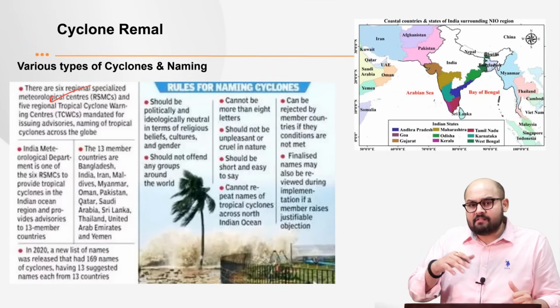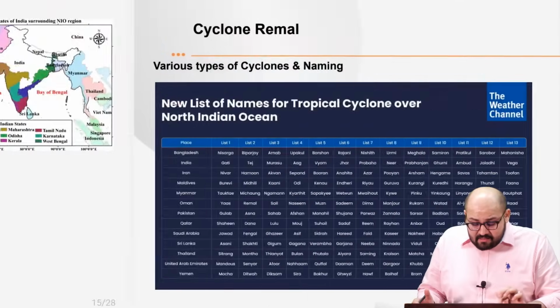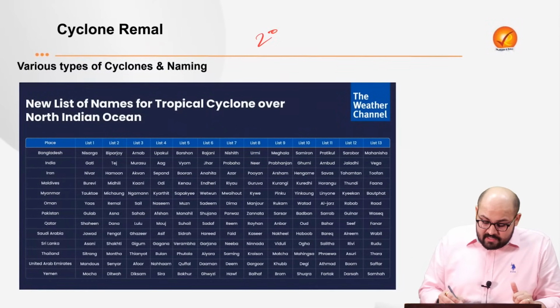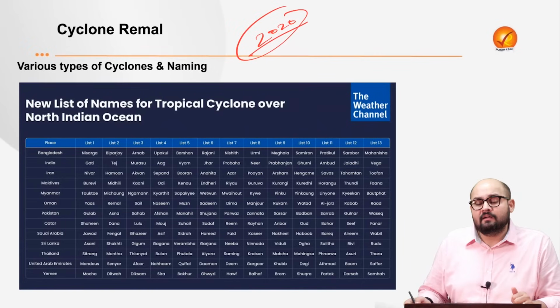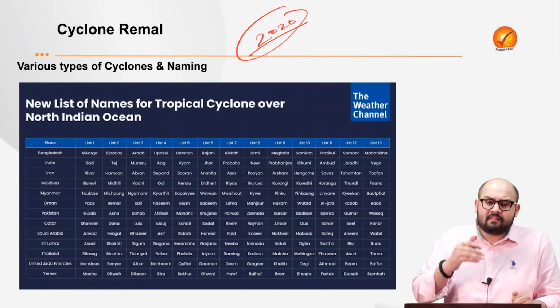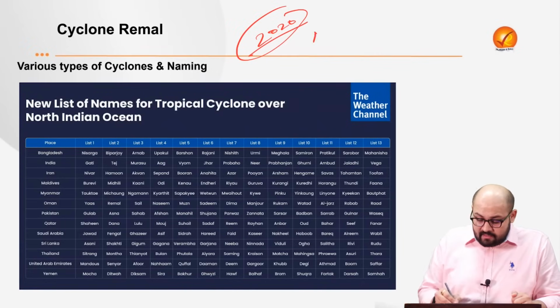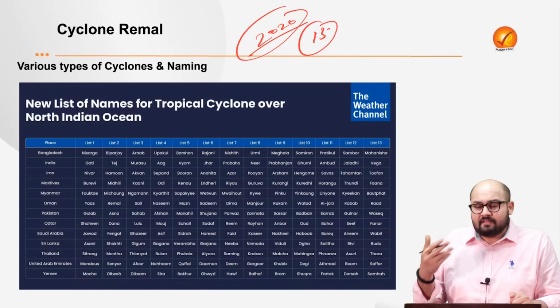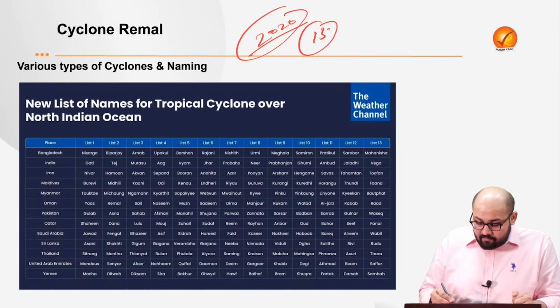Now, if we talk about the Indian Ocean in particular, we have got 13 countries surrounding the Indian Ocean region, and these countries in the year 2020 agreed on a framework that each of these 13 countries would submit 13 names, right? So in total, we have got 169 names, right?